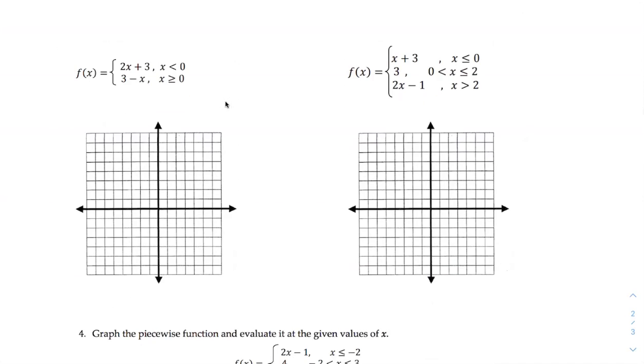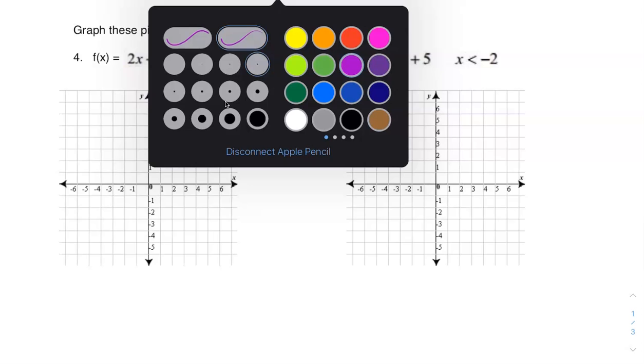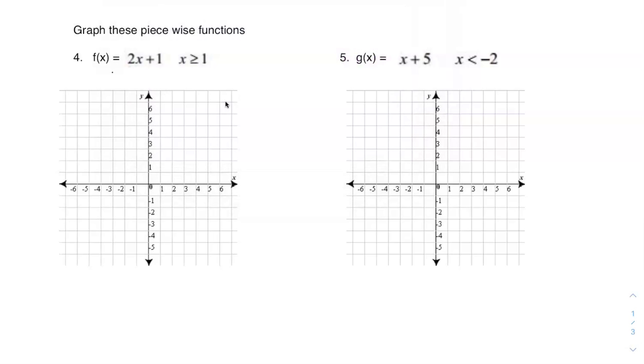So now we got graph piecewise functions. Let's graph 2x plus 1. We should know how to graph these now, I believe. So I go my y-intercept of 1, and my slope is 2, so 2 over 1. So we're gonna go up 2 over 1. I like to do it dotted first. So that's what that graph looks like.